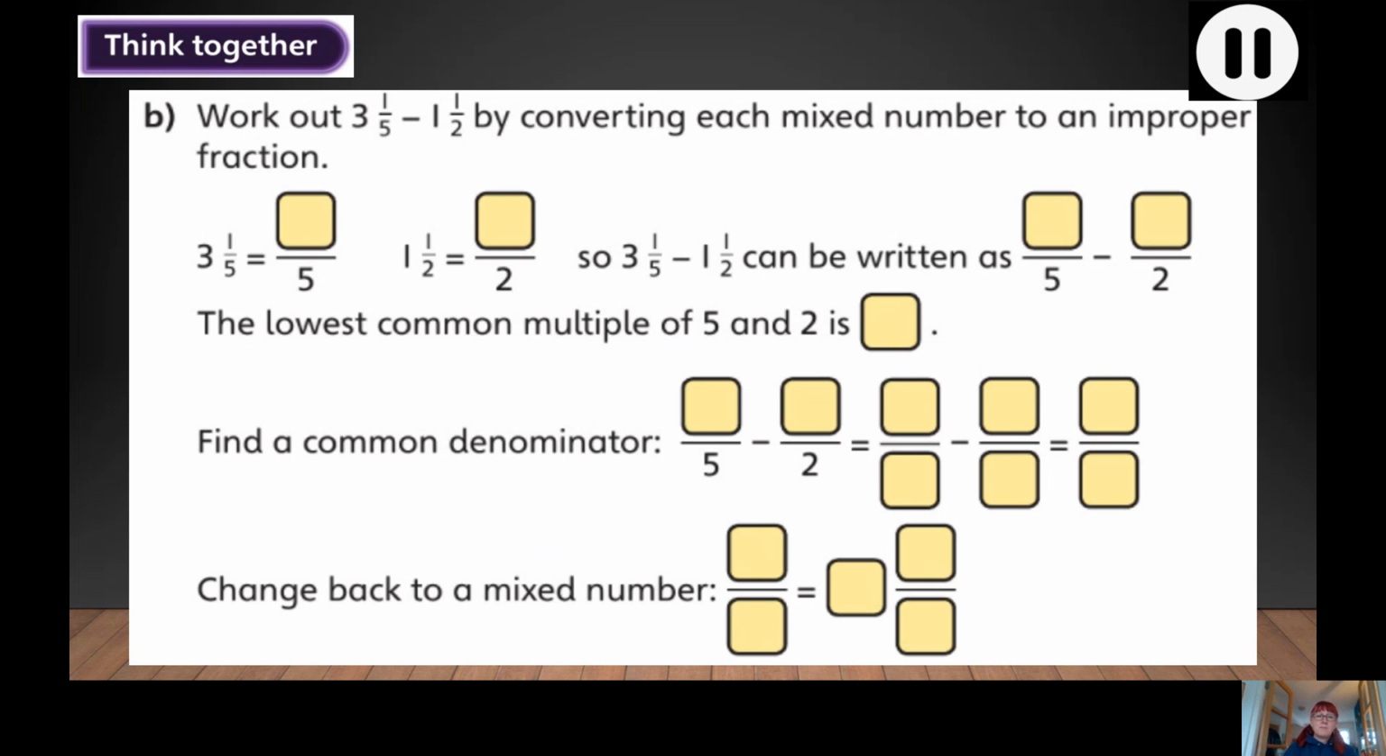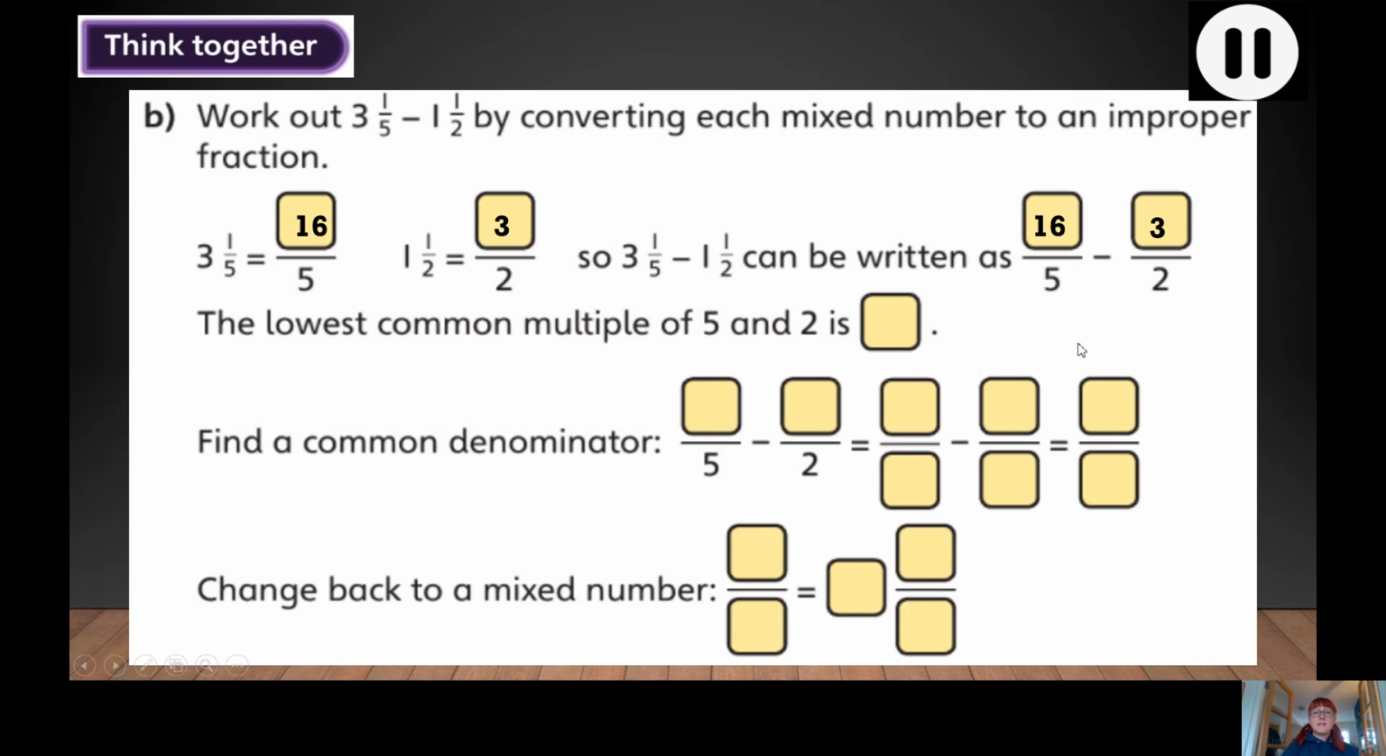Okay, so before I paused, I asked you to work out 3 1/5, subtract 1 1/2. This time by using that second strategy of converting your mixed numbers into improper fractions. Okay, here we go. Give yourself a tick if you manage to complete 3 1/5 converted into an improper fraction will be 16/5. 1 1/2 converted to an improper fraction gives me 3/2. So it's just saying now, how else can that be written? Well, it can be written as 16/5 subtract 3/2.